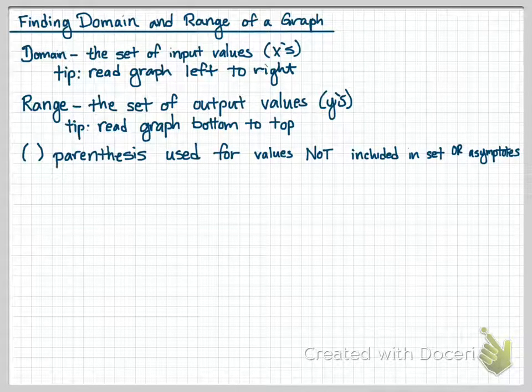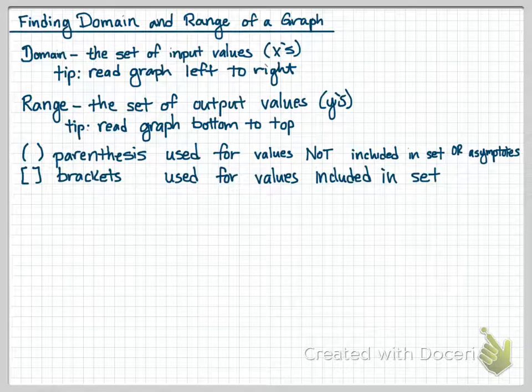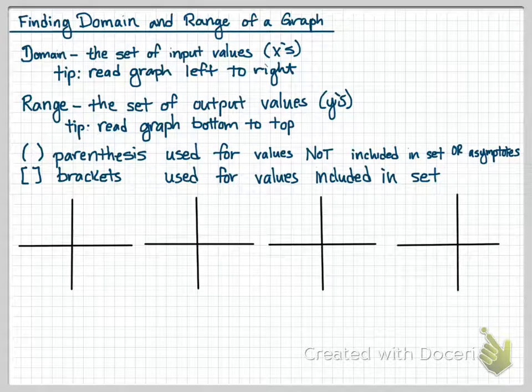Your parentheses are used for values not included in the set or are asymptotes, which, same thing. Brackets are used for values that are included in the set. Here are 4 examples. There's definitely an infinite amount of examples, but these 4 hopefully will get us started if we're still struggling with this.